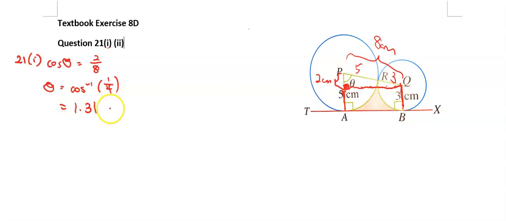1.31811. So for angles in radians, we round off our answer to 3 significant figures.